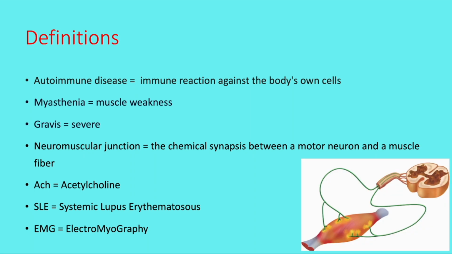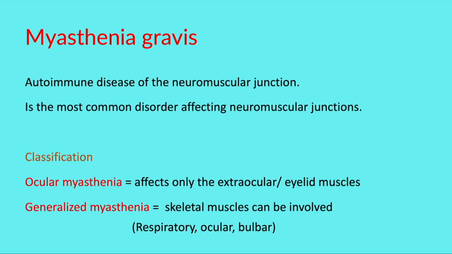This is a picture that you can see here: the spinal cord, the spinal nerve. The green line represents the motor neurons. This is the muscle fiber, and the area highlighted in yellow is the neuromuscular junction. So myasthenia gravis is an autoimmune disease of the neuromuscular junction. So it's an immune reaction against our body's own cells, as we said before, so against the neuromuscular junction.